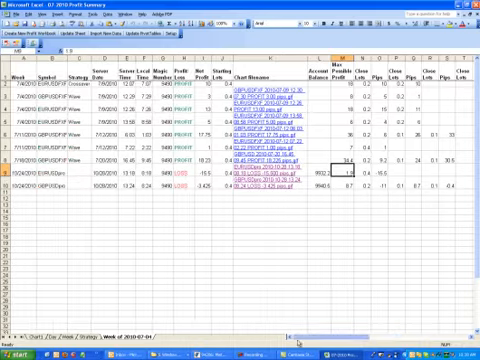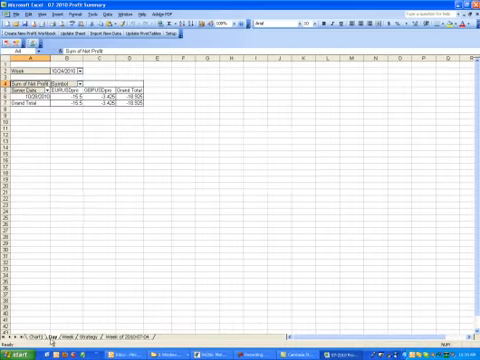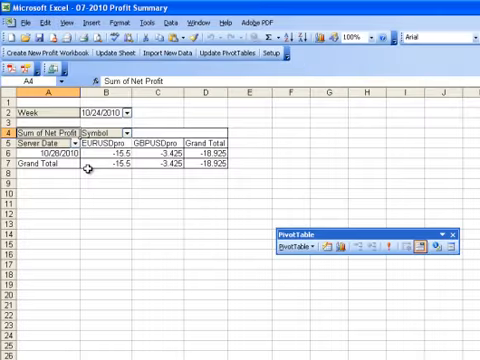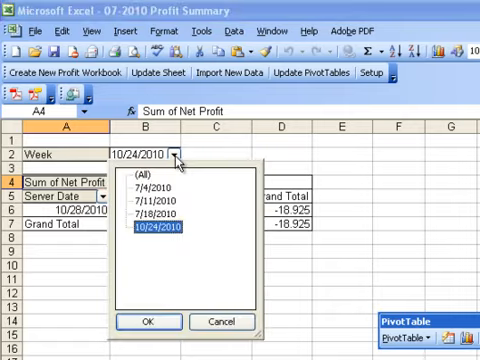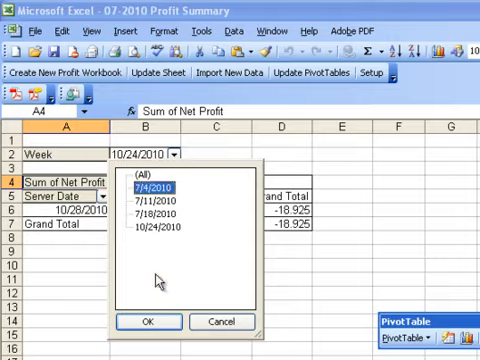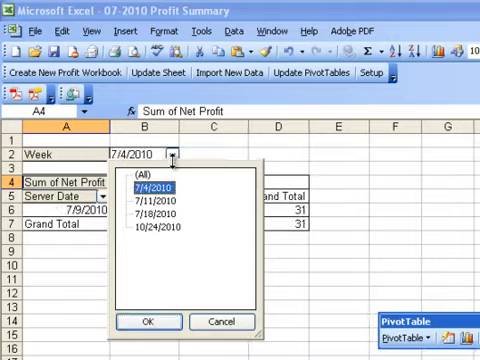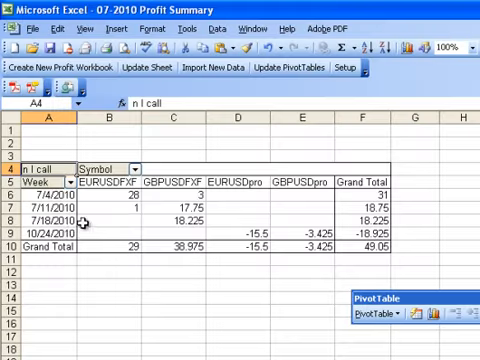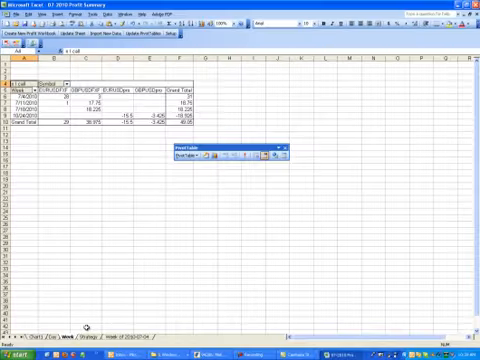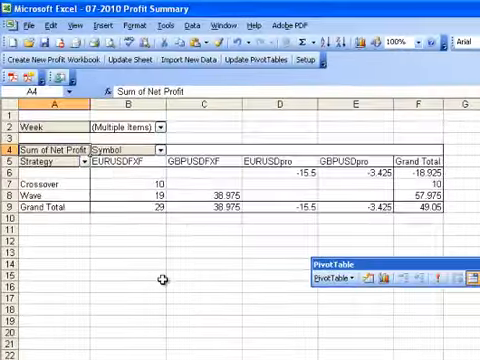So you can go to pivot tables, and this is a table for the day. This is by day. You can actually select different week, and you can look at trades by week and see how you're doing by week. This is very useful to see how consistent you are, and you can look at it by strategy.